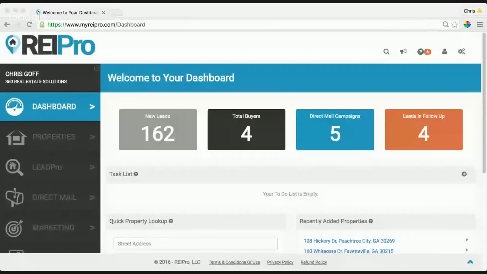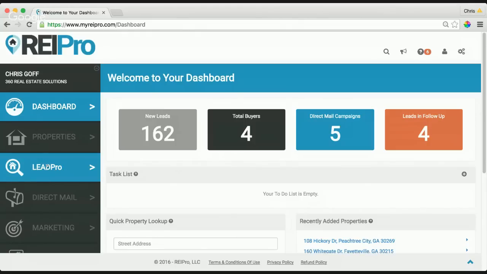So let me get into REI Pro, and I'm going to show you where to find some of these leads, as well as what we do with the leads now that we have them. This is our REI Pro dashboard. We talked about driving around, but there are a lot of other lead generation sources. You can't just rely on any one way to find deals. You should be working multiple ways, and that's what we have, what's called Lead Pro.